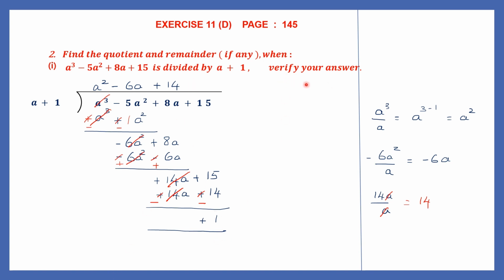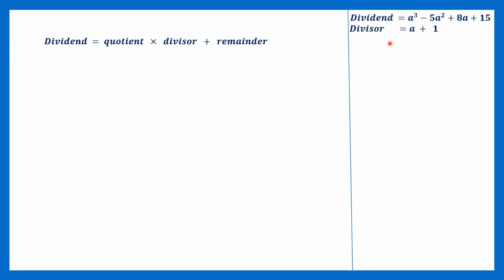Now we have to verify our answer. So there is a particular way to verify the answer. So let's do that. So how do we verify? We use this formula. That is dividend equals quotient into divisor plus remainder. So we are doing this verification to see if the quotient and the remainder that we got are correct. So the dividend is already given to us. Then the divisor is also given to us. Now we have found the quotient and the remainder. We're going to verify to see whether the quotient and the remainder are correct. For that, our left hand side should be equal to the right hand side. Okay, so let's work that out and see.